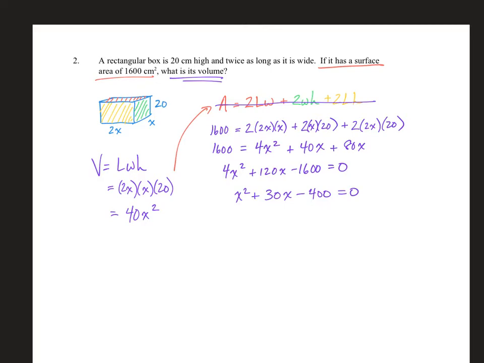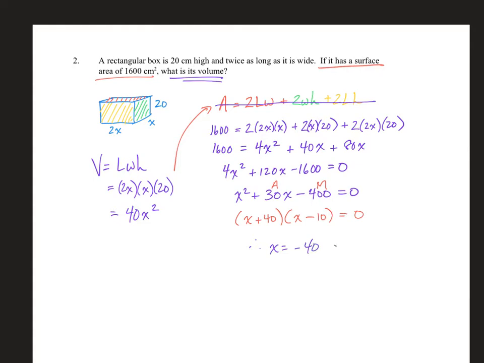Maybe we can take a quick peek and we notice that if I have a positive 40 times a negative 10, then that will give me two numbers that multiply to give negative 400 and add to give 30. We can then finish off the problem.